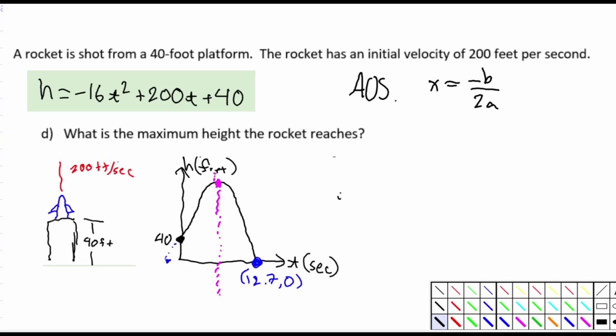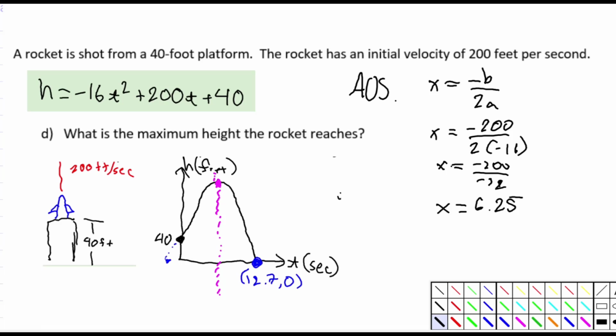So in this problem, we're going to get x is equal to -200 over 2 times -16, which really becomes just -200 over -32. So calculator work, that's going to give me x is equal to 6.25. Perfect. So now guess what? We know where the axis of symmetry is. We know this is going to be at 6 and 25/100 of a second. So there's where my axis of symmetry is.